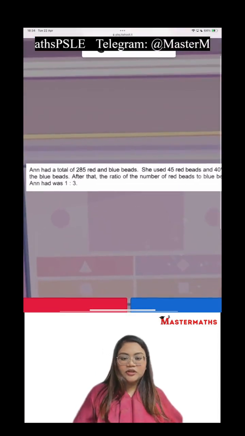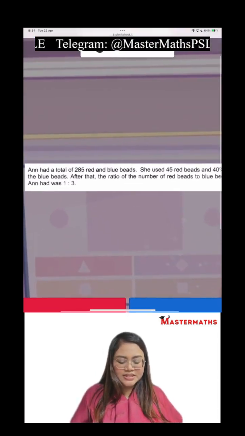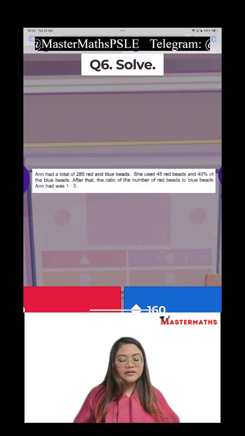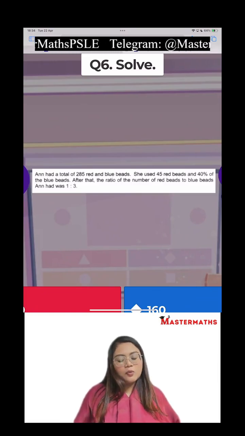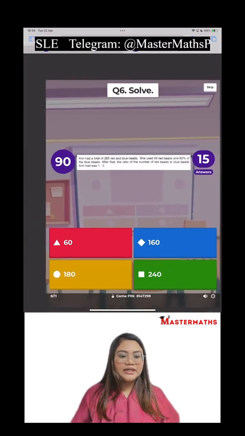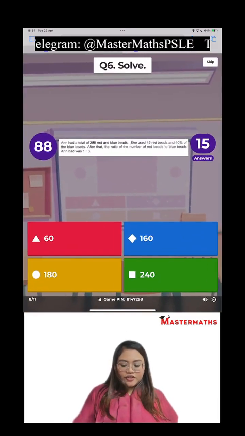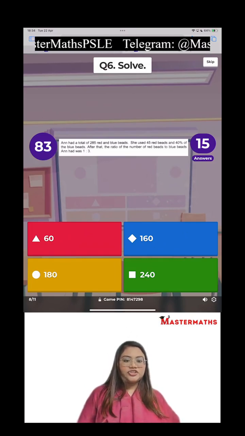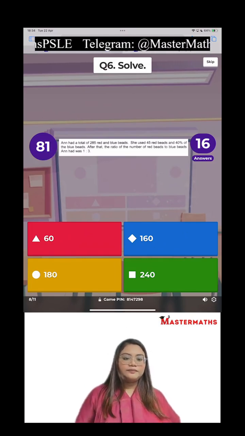Anne had a total of 285 red and blue beads. She used 45 red beads and 40% of the blue beads. After that, the ratio of the number of red to blue was 1:3. Okay, that is the question. You have slightly over a minute left. The numbers are easy to calculate actually. No need calculator also can solve.